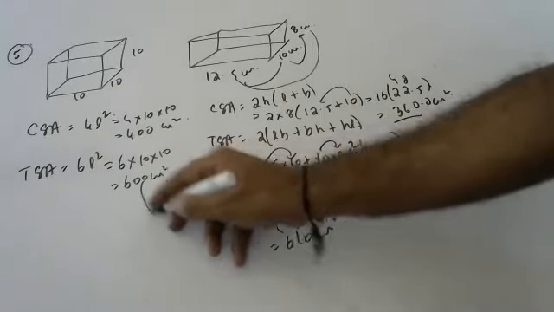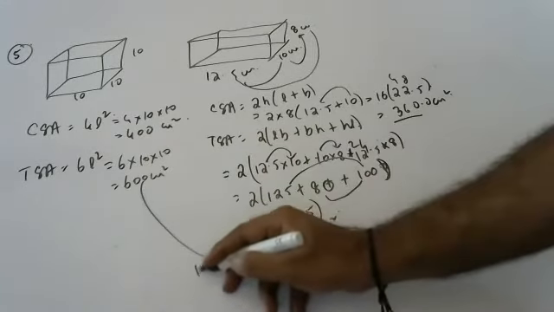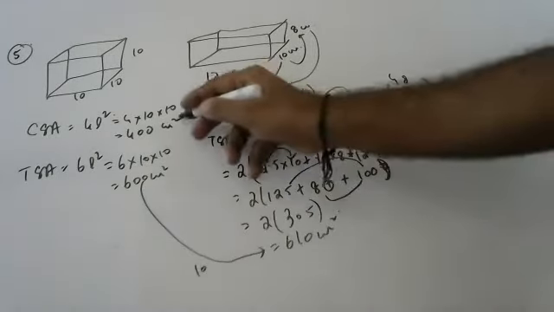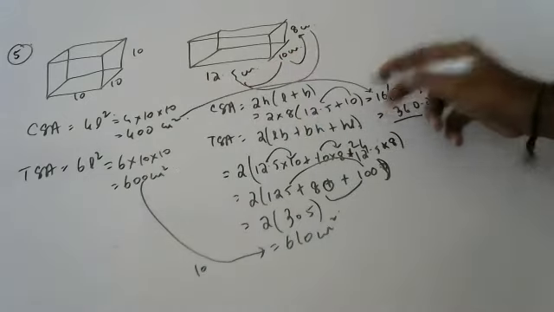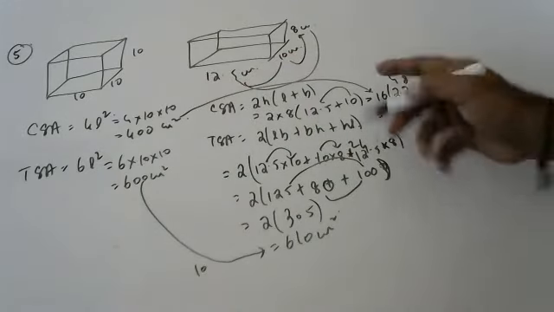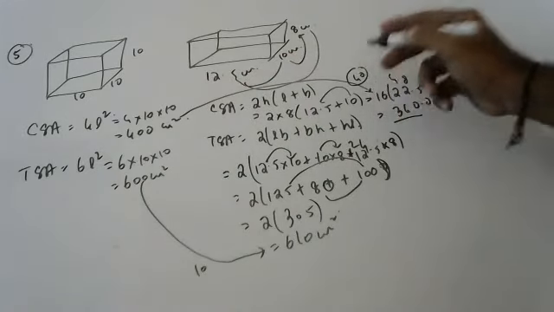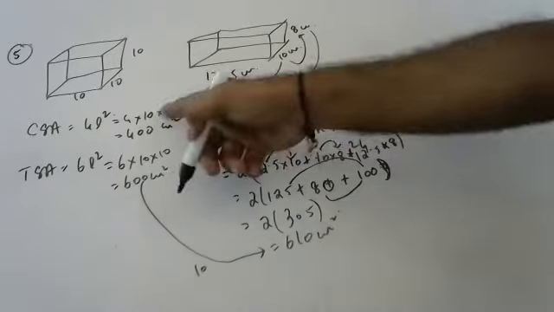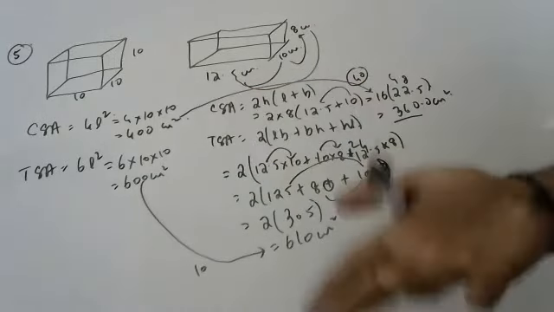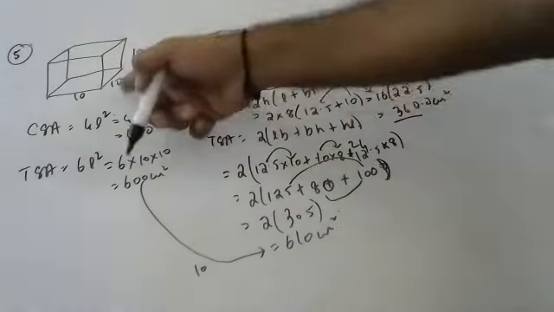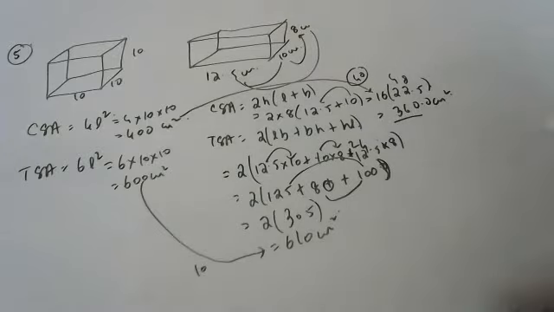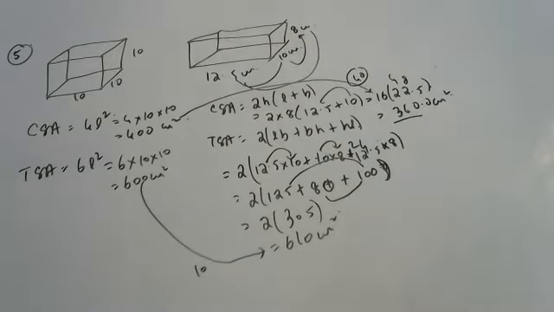So children, what is the difference between this and this? 10. Can anyone say what is the difference between this and this? 40. This is 40. In CSA this is more, and in TSA this is more. See the funny thing? For the same calculations, in CSA this is more, in TSA this is more, children. Okay, children, I hope you enjoyed this one.